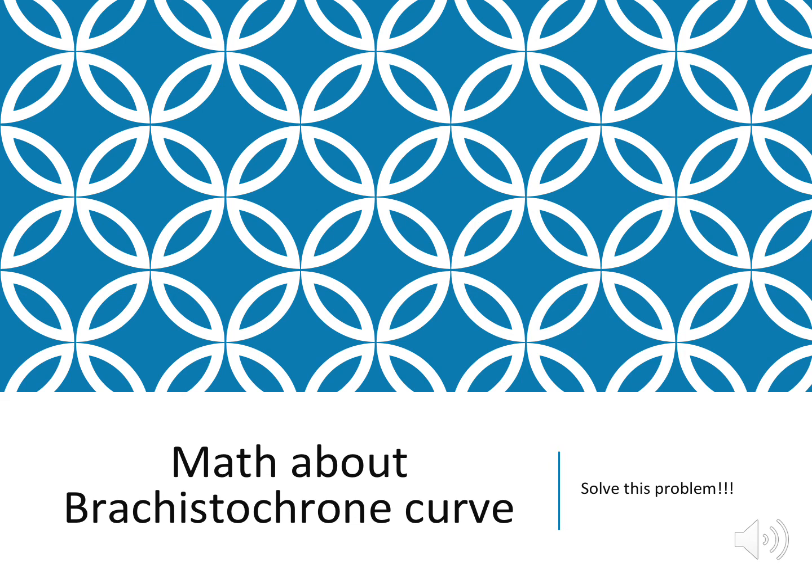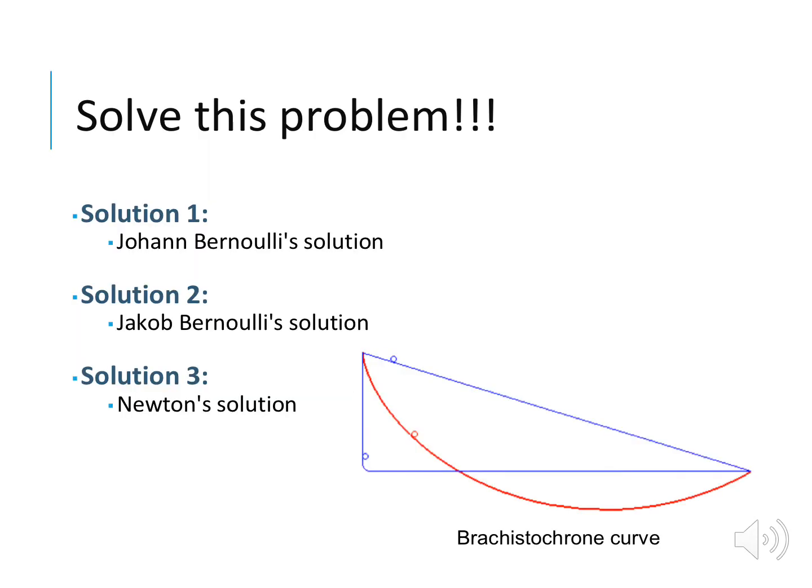Today I'm going to introduce the math about the brachistochrone curve. To solve this brachistochrone curve problem, there are about 3 solutions: Johann Bernoulli's solution, Jacob Bernoulli's solution, and Newton's solution, respectively. However, we will just choose the first solution, which is Johann Bernoulli's solution, which has 2 ways to solve it.